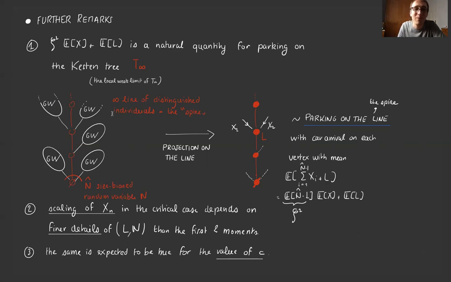When considering parking on this tree and projecting onto the line formed by the spine, we find that the car variable distribution at a distinguished vertex has a mean which is precisely given by zeta 2 expectation of x plus expectation of L, and it is then important to compare this quantity with 1, which is a crucial parameter for parking on a single line. Two other remarks are that the scaling of xn in the critical case depends on finer details of L and n than the first two moments. This is ongoing work, and the same is expected to be true for the value of c.